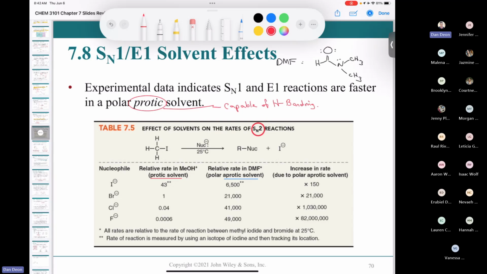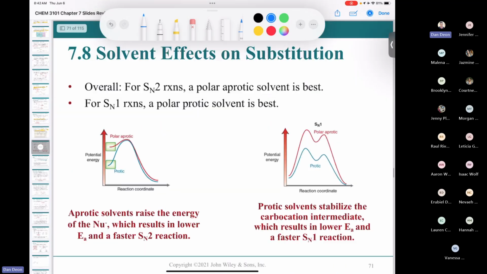So again, let's figure this out. SN1 and E1 reactions are faster in polar protic solvents. Those are solvents capable of hydrogen bonding. SN2 reactions are faster in aprotic solvents. An aprotic solvent is one that is incapable of hydrogen bonding. So that's really the crux of what you need to know about solvents.